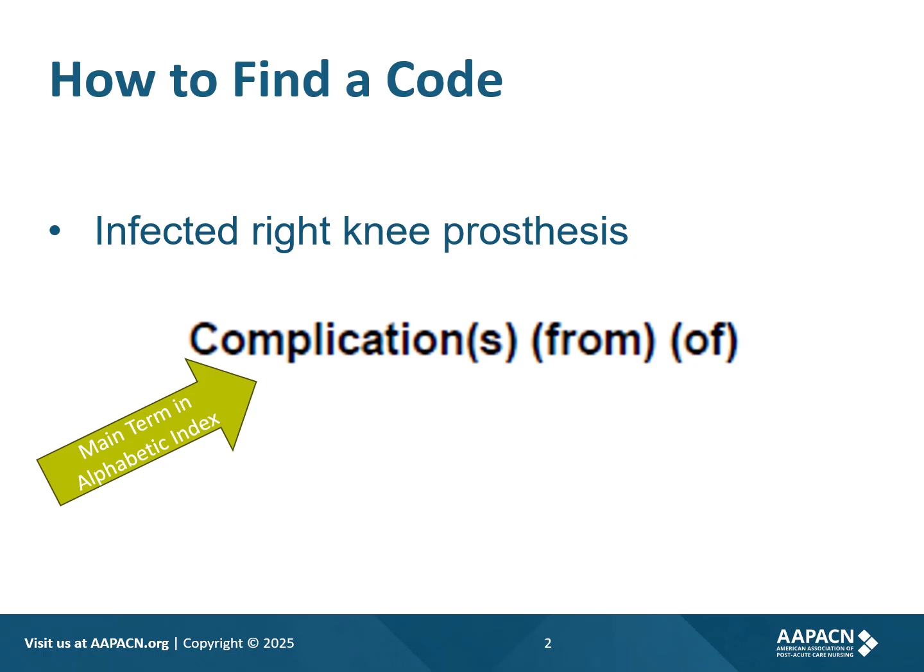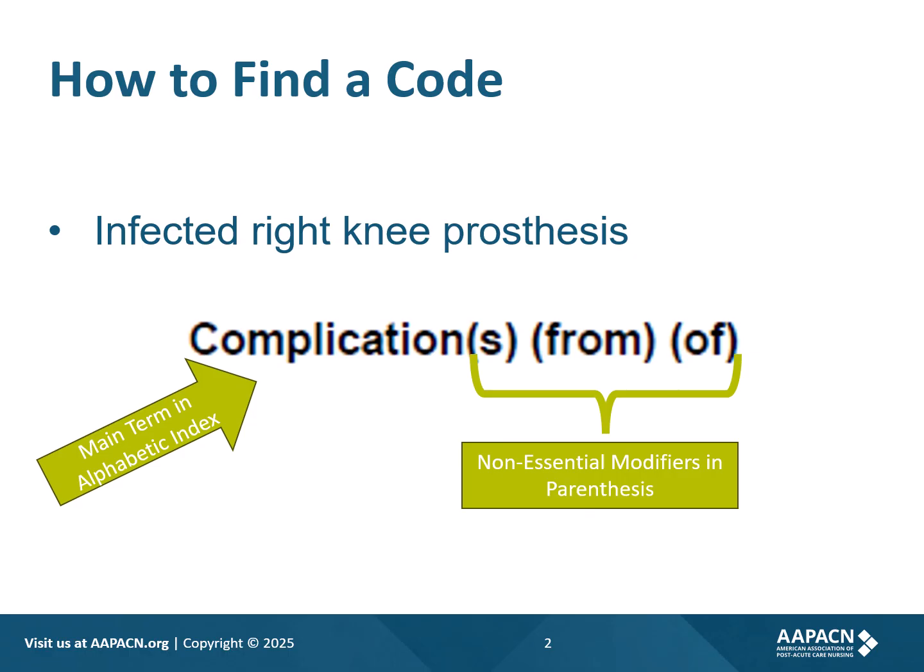We are looking up an infected right knee prosthesis, which has been determined to be a complication from having that knee prosthesis. So we're going to start with the main term in the alphabetic index of complication, and the S and the from and the of, which are in the parentheses, those are non-essential modifiers. So it could be a complication, it could be multiple complications, it could be from something or of something. But the main concern is whatever we're looking up is considered to be a complication clinically.